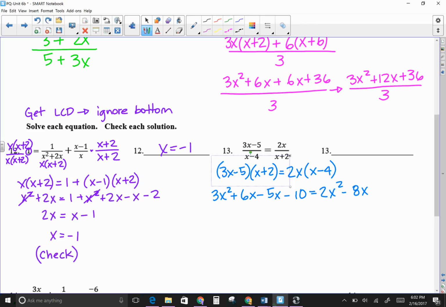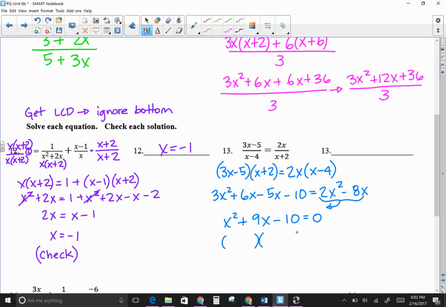So if they're not going to cancel, then I need to bring them both to the same side. So I'm going to take both of these over here, which means I'm going to subtract 2x squared. 3x squared minus 2x squared is x squared. 6x minus 5x is x, but I get to add an 8x to it, so x plus 8x is 9x. And then I have my minus 10.